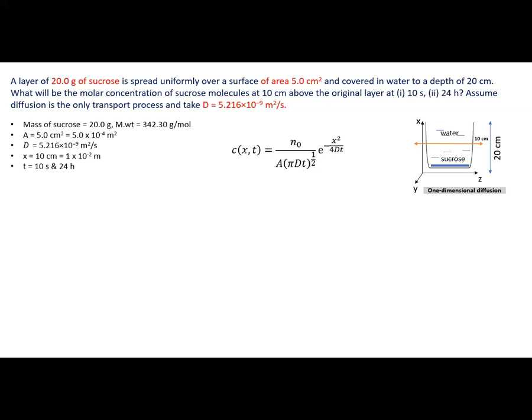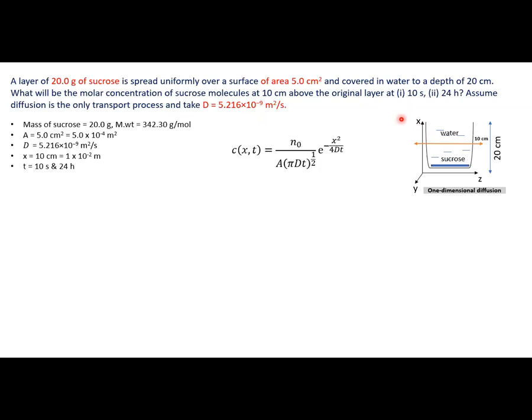Next question. A layer of 20 grams of sucrose is spread uniformly over a surface of area 5 centimeters square and covered in water to a depth of 20 centimeters. What will be the molar concentration of sucrose molecules at 10 centimeters above the original layer at 10 seconds and 24 hours? Assume the diffusion is the only transport process, which means there is no convection involved, and the diffusion coefficient is given here.